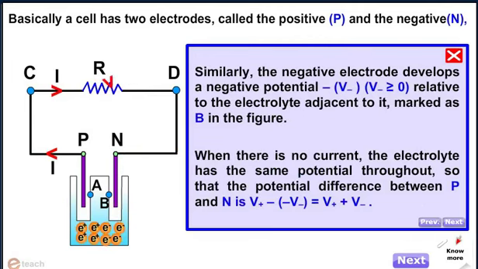Similarly, the negative electrode develops a negative potential relative to the electrolyte adjacent to it, marked as B in the figure. When there is no current, the electrolyte has the same potential difference between P and N as shown.